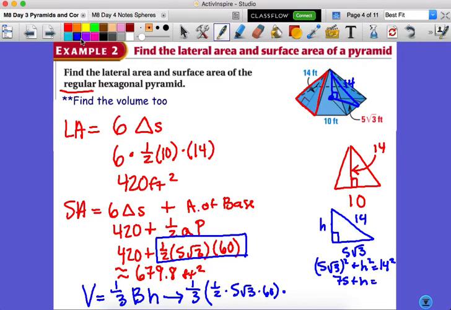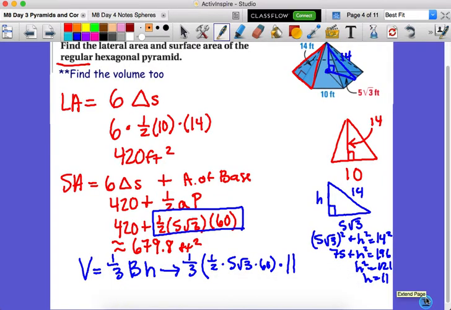14 squared is 196. And I left off my squared here, so I'm going to double back to fix that. So 196 minus 75 is 121. So the square root of 121 tells me the height of this figure is 11. So with that, I'm going to come back over here and plug in 11 for the height of this figure. At this point, this is all a calculator problem, so 1/3 of 1/2 times 5 square roots of 3 times 60 times 11.